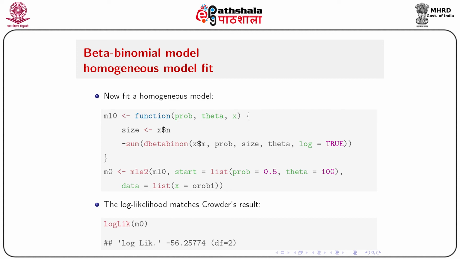The homogeneous model fit. Now fit a homogeneous model, say m1 naught equals function(prob, theta, x), define x equals x$n, and then minus sum(dbetabinom(x$m, prob, size, theta, log = TRUE)), and then m naught = mle2(m1 naught, start = list(prob = 0.5, theta = 100), data = list(x = ORB1)). The log likelihood matches with Crowder's results like this.